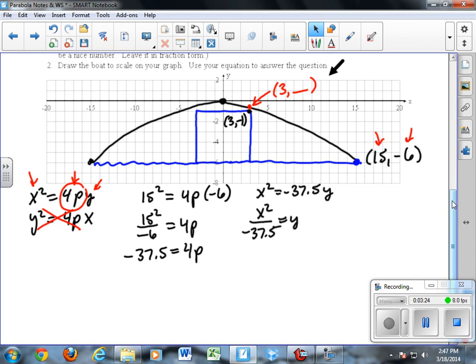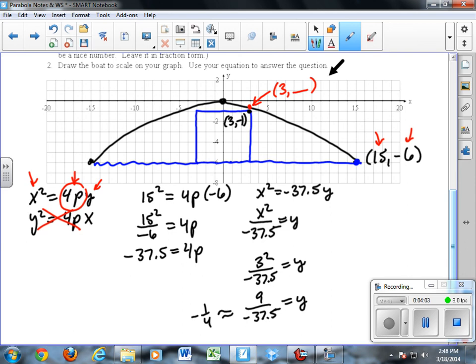So I'm going to put 3 in for x and say 3 squared over negative 37.5 is equal to y. And it turns out then that y is equal to, let's see, I gotta find my value here. I think if I solve this, it's 9 over negative 37.5 is equal to y, and that value turns out to be approximately negative 1/4. And you can figure out exactly what that is.